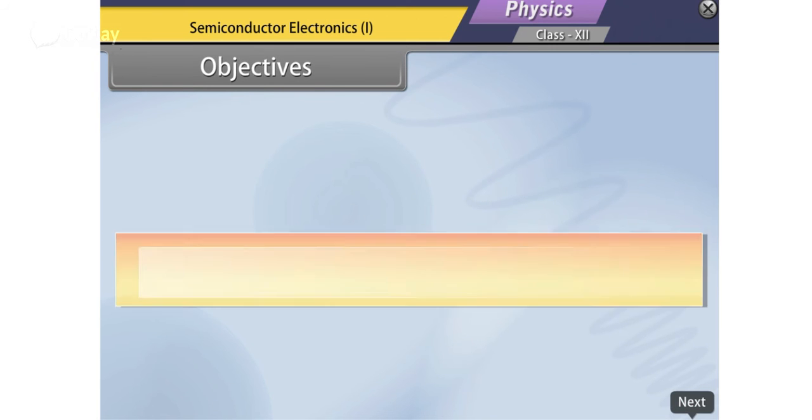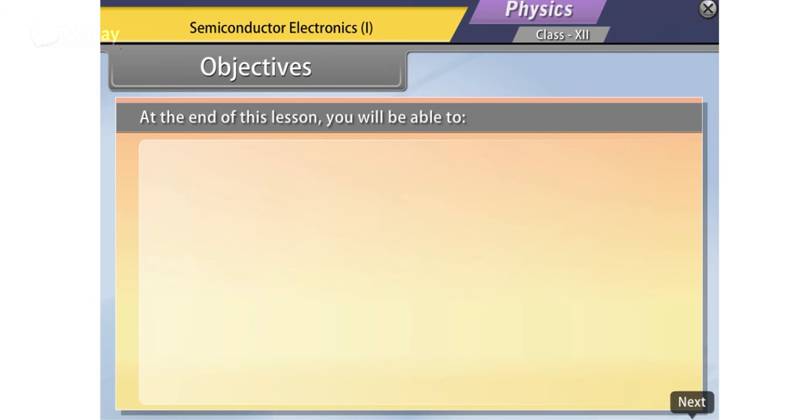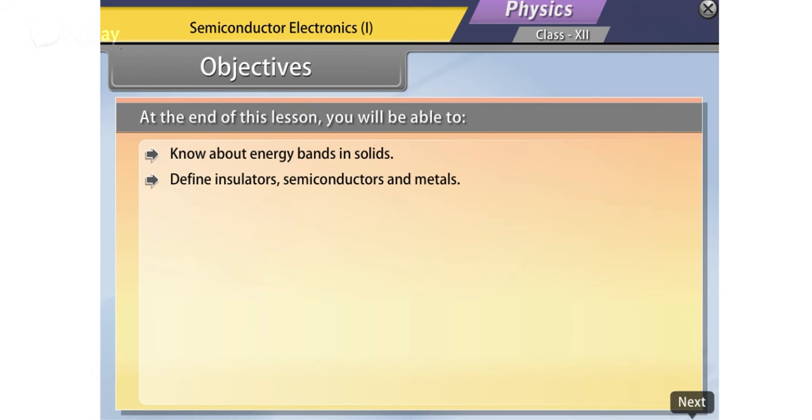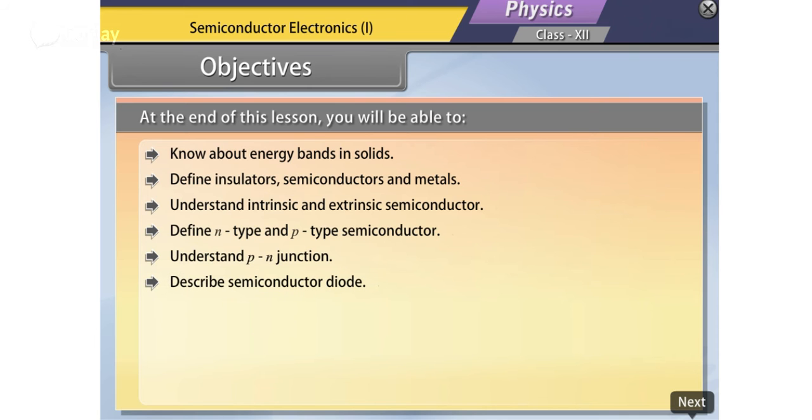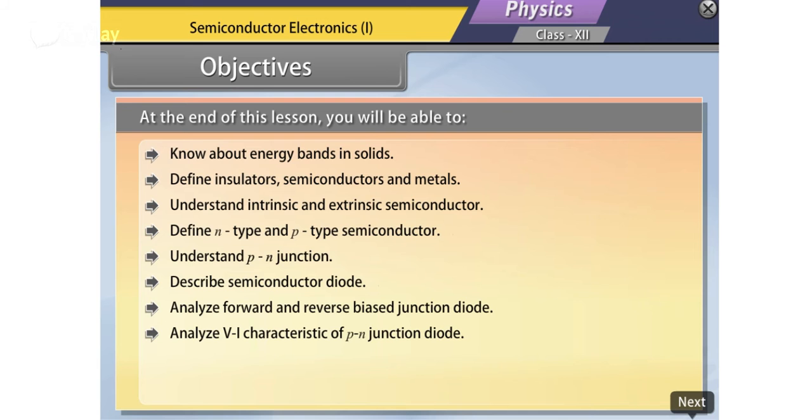Objectives. At the end of this lesson, you will be able to know about energy bands in solids, define insulators, semiconductors and metals, understand intrinsic and extrinsic semiconductors, define N-type and P-type semiconductors, understand the P-N junction, describe the semiconductor diode, analyze forward and reverse biased junction diode, analyze the VI characteristic of a PN junction diode, define a rectifier, and explain the Zener diode.